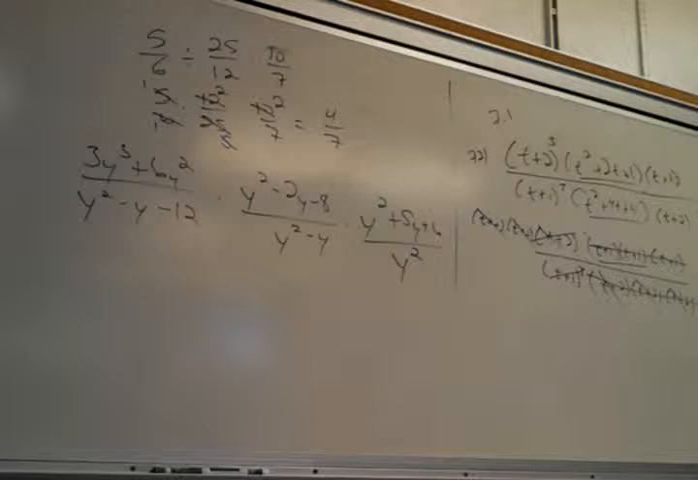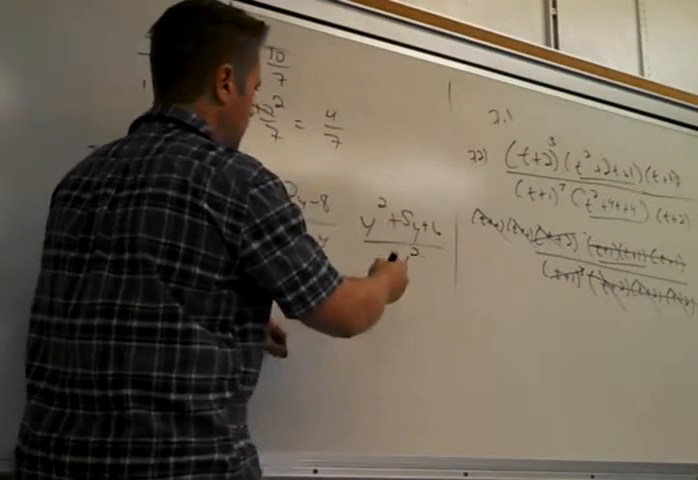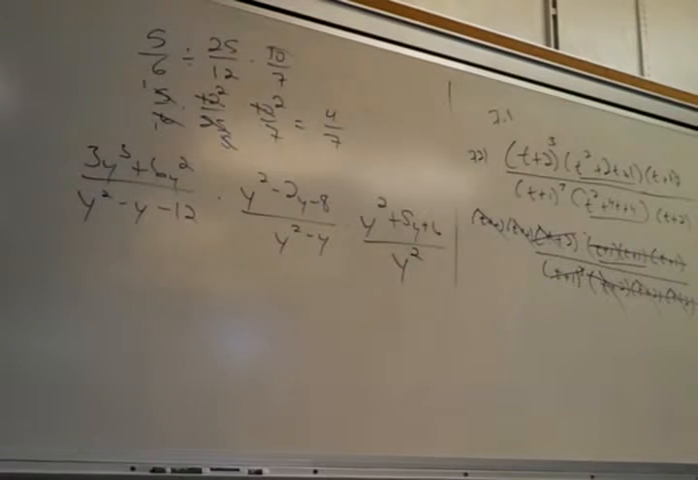And I desperately hope nobody does this, because there are some of you guys I haven't seen any homework from, so I don't know if you're doing this or not. I'm calling some of you out. But if you cancel those y squares, that's bad. Why is that bad? Why can't I do that? You have to factor it first. Why do I have to factor? Just because I said so?